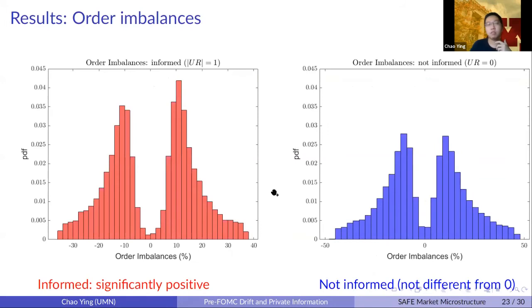I also plot the distribution of the order imbalances in the model. When the insider is informed, there is uncertainty reduction before the announcement, and the order imbalance is significantly positive. Well, when the insider is not better informed, there's no uncertainty reduction before announcement, and the average order imbalance is not significantly different from 0. This is also consistent with the empirical facts that I document.